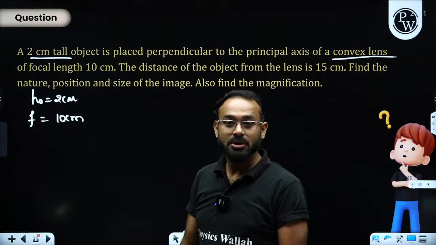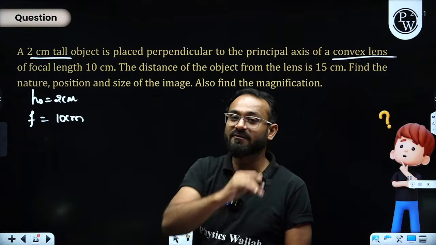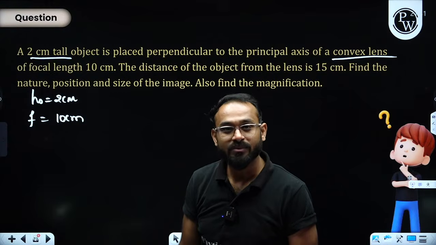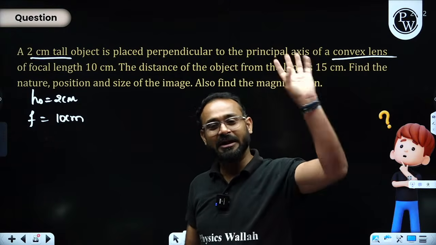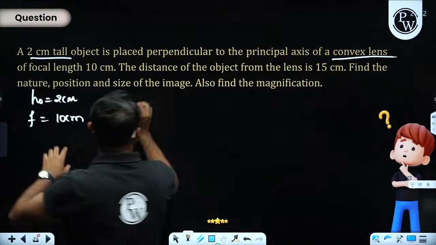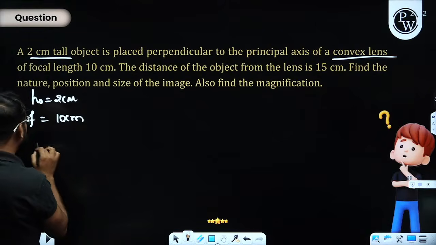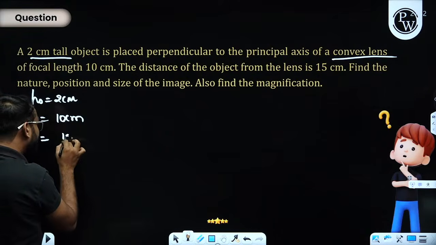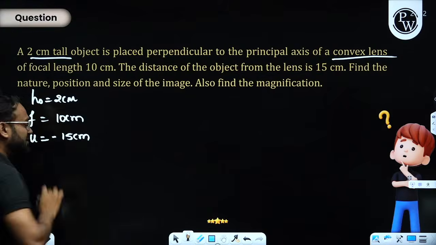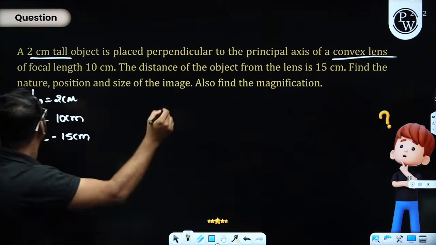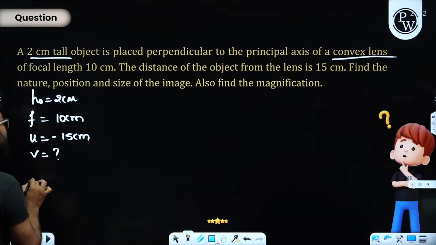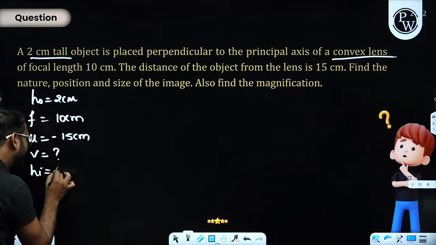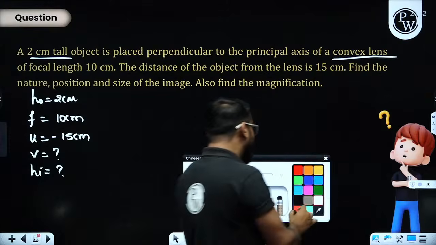Convex, right? So in a convex lens, the focal length is always on the right hand side, that means the sign will be positive. Left hand side negative, right hand side positive. The distance of the object from the lens is 15 centimeter. But sir, object is always negative. Find the nature, position and size of the image. That is V, HI and nature. This is what I need to calculate.